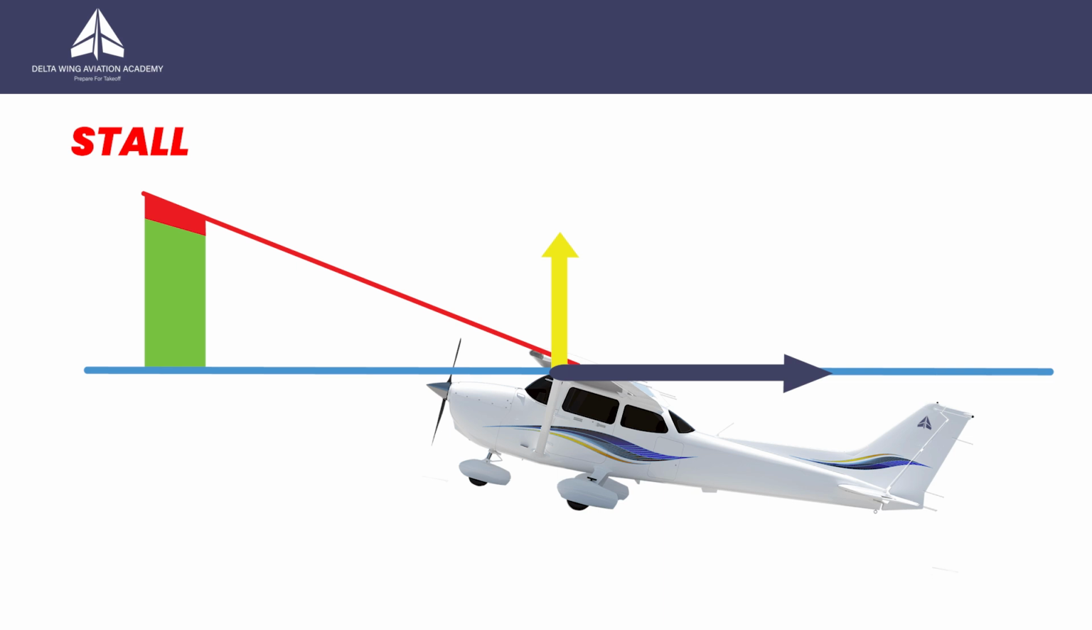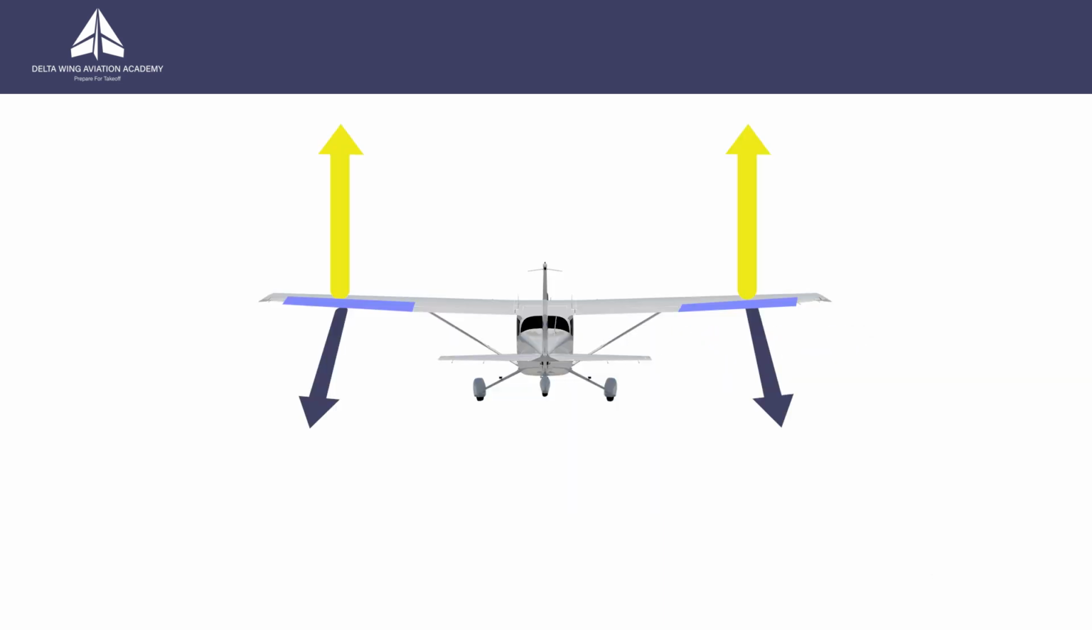At the critical angle of attack, the boundary layer of airflow separates from the wings, causing a loss of lift and more drag. It's important to note that both wings are stalled in a spin, but one wing is stalled more deeply than the other wing. In this example, it's the right wing.